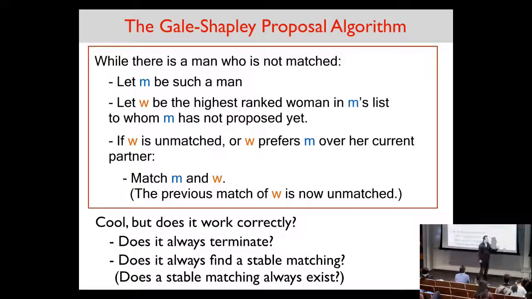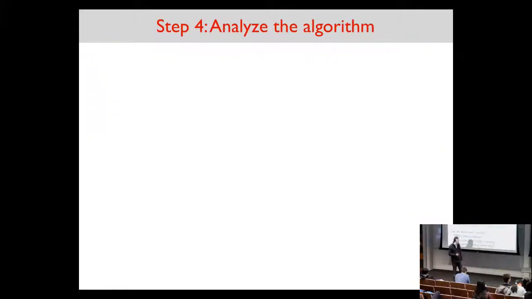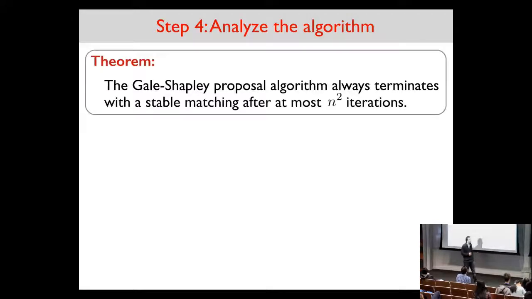And another thing is, does it always find a stable matching? Maybe it finds a matching, but does it always find a stable matching? So why is this stable? And again, as we asked before, does a stable matching always exist in the first place? We don't know that. Okay, so let's now analyze the algorithm and see that it always gives us the correct answer.